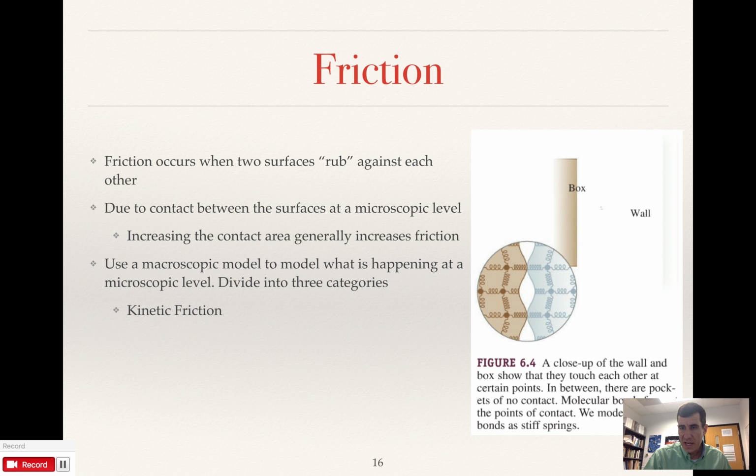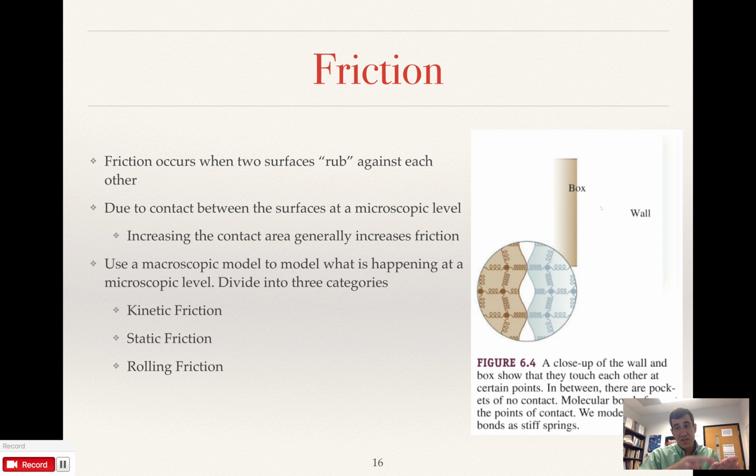So first off is kinetic friction. Kinetic friction happens when you have two surfaces and they're sliding across each other. As opposed to static friction, static typically means at rest. So if you have static friction, you have your two surfaces, but they're not moving with respect to each other. And then finally, rolling friction.